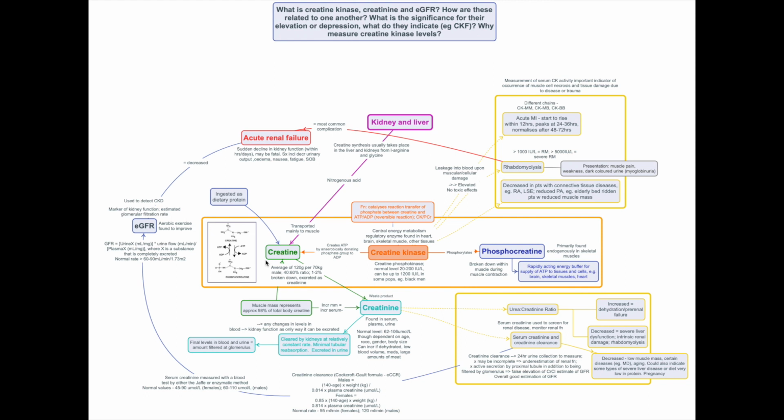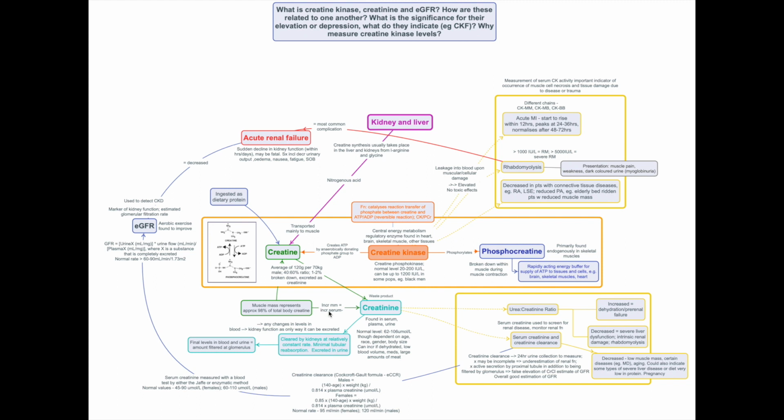Now, on average, we have about 120 grams of creatine in a 70 kilogram male, and approximately 1 to 2% of that creatine is then broken down per day and excreted as creatinine. So creatinine is a waste product of creatine. Now, muscle mass represents approximately 98% of total body creatine.